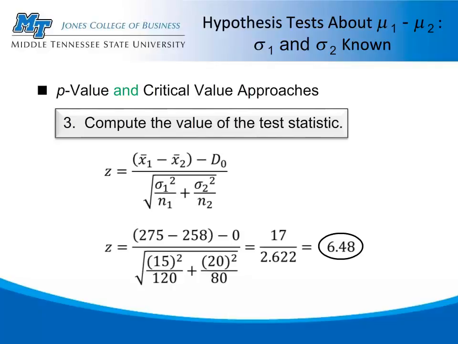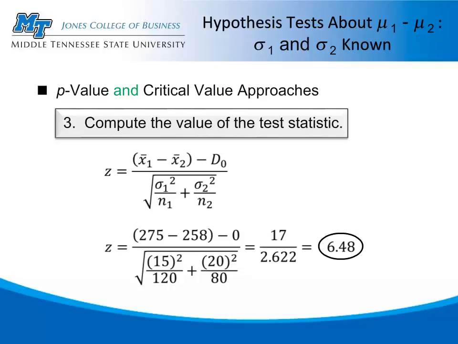So we plug in 275, that's the sample mean value for par. 258 is the sample mean value for RAP. We're comparing against 0. We're trying to show that mu1 minus mu2 is greater than 0. So 0 is the hypothesized value. Sigma 1 was 15, sigma 2 was 20, N1 was 120, N2 was 80. But just plug in the numbers and go through and do the arithmetic. And when we round that off to 2 decimal places, the computed value of the test statistic is 6.48.